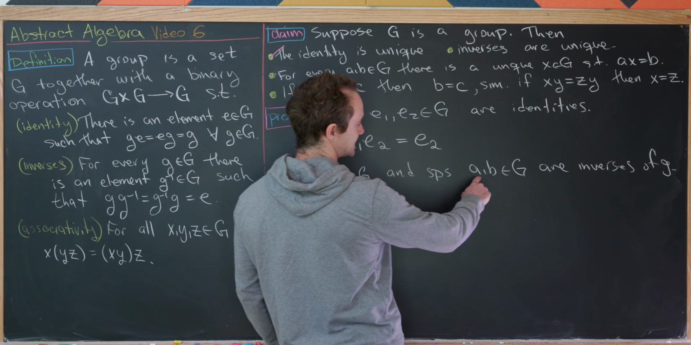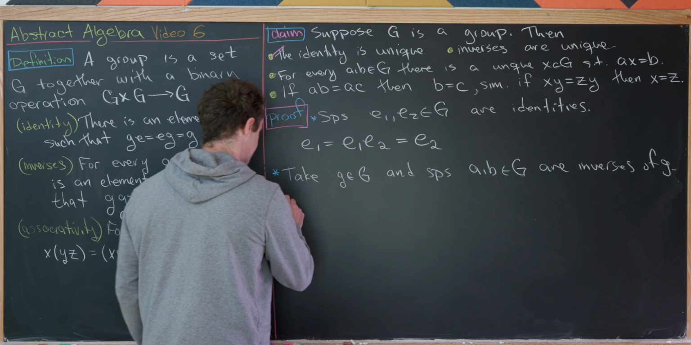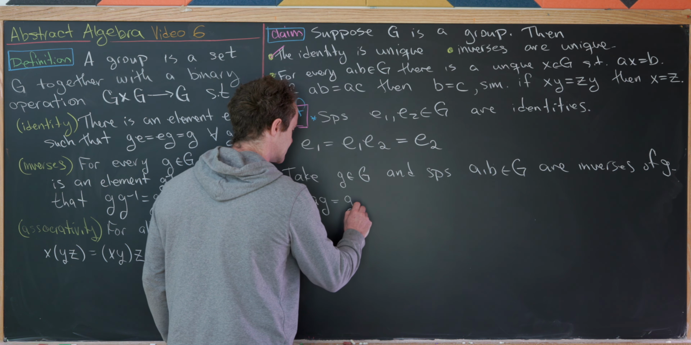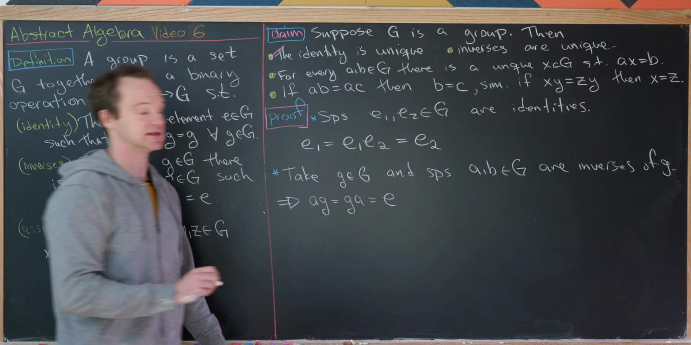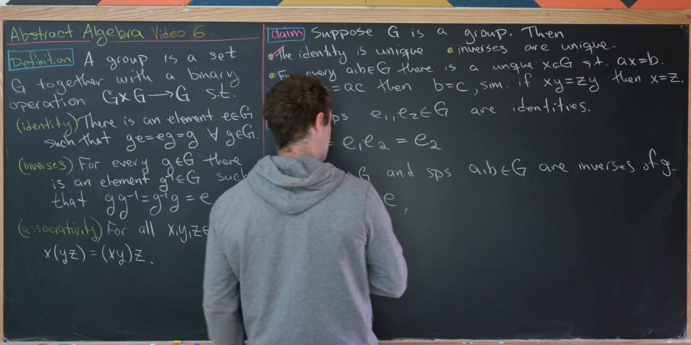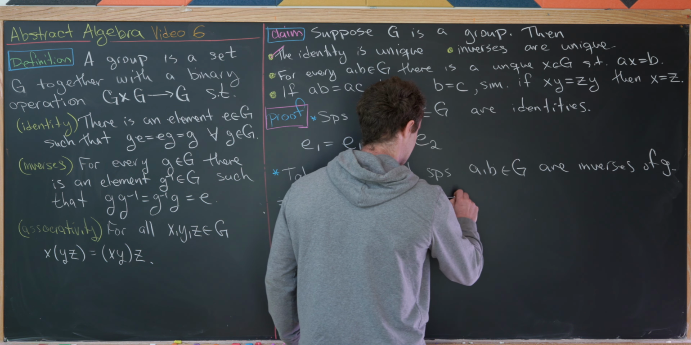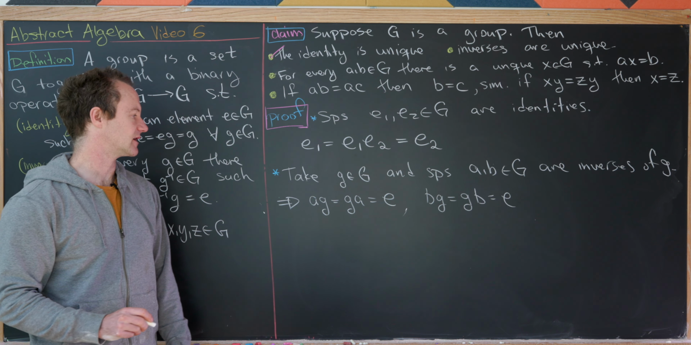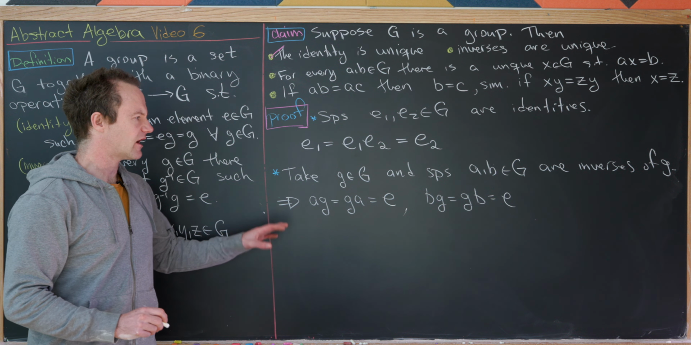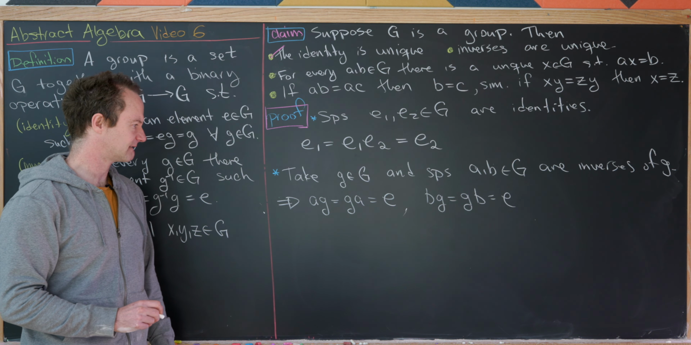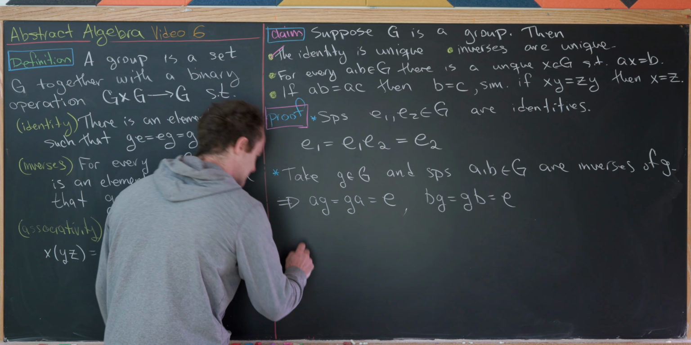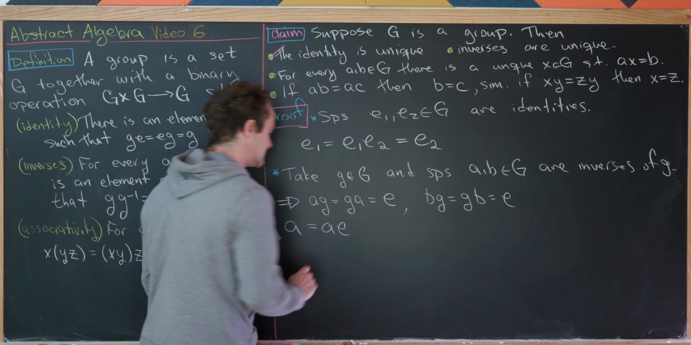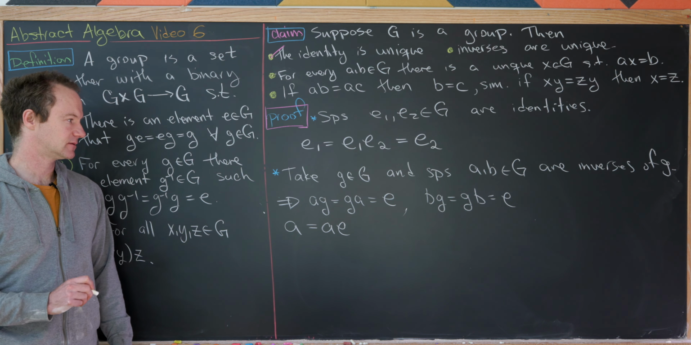Since a and b are both inverses of g, we have two facts. We have ag is the same thing as ga, which is equal to the identity. And we also have bg is the same thing as gb, which is the identity. Now how can we put these two things together? Maybe the way I'll do it is like this. Let's start over here with a, and let's notice that a is the same thing as a times the identity.